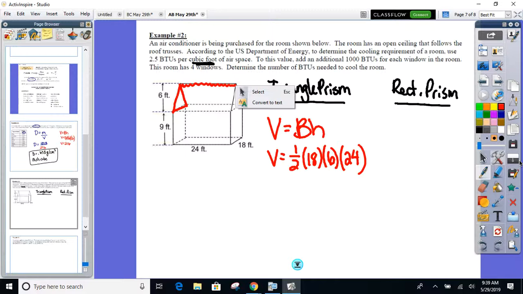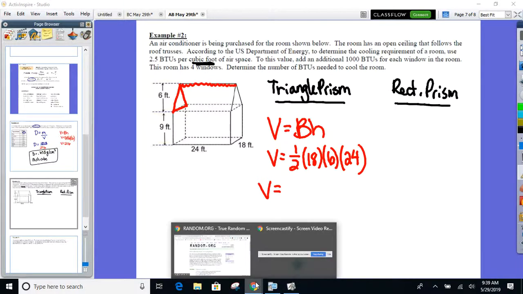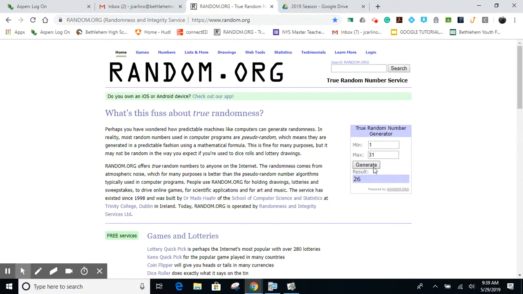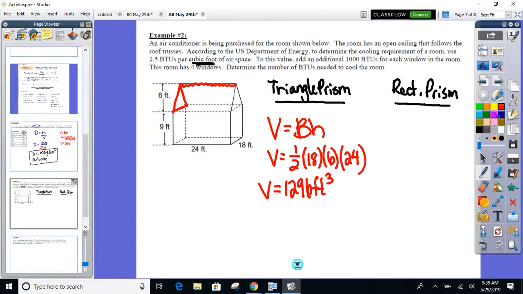All right, so what is the volume of your prism here? Volume of the triangular prism, excuse me. 1,296 cubic feet. I like it. All right, let's go to the rectangular prism now.